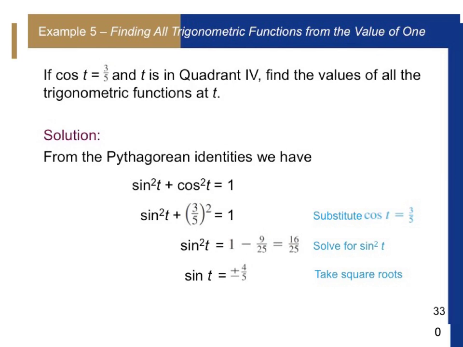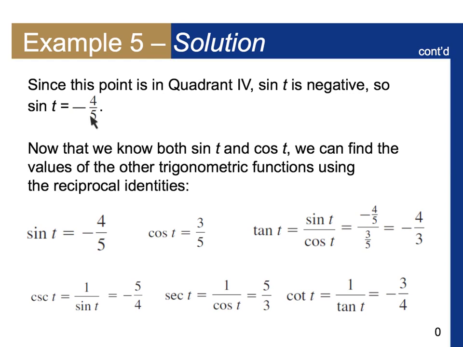Our next step is taking the square root of both sides, but we have to do plus or minus, right? So that's how we get sine of t equals plus or minus 4/5, because the square root of 16 over 25 is 4/5. We have to figure out which one to use, though. Because we're in quadrant 4, our sine will be negative, because the y is negative, so we're going to use the negative. So sine of t is minus 4/5.